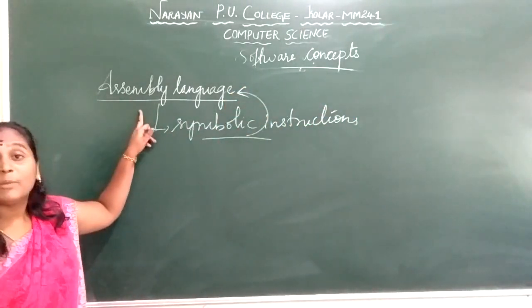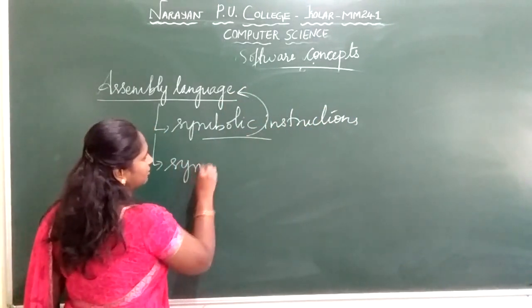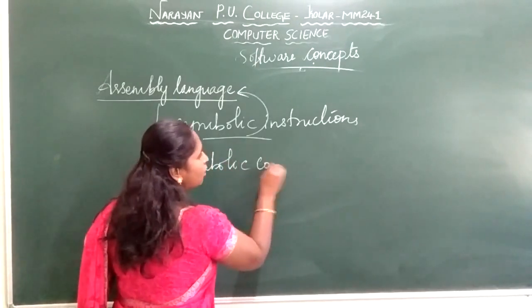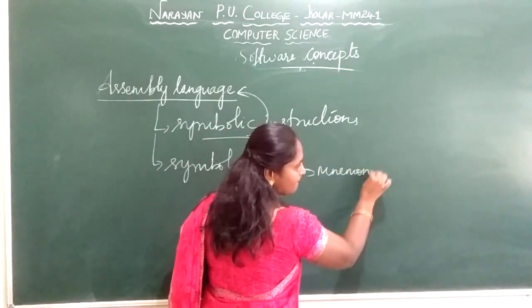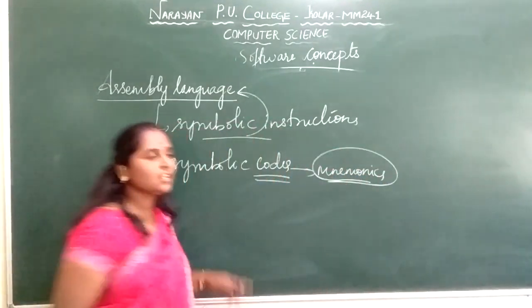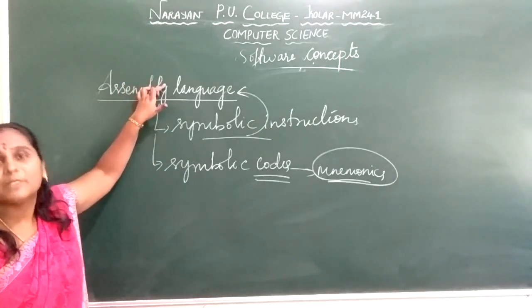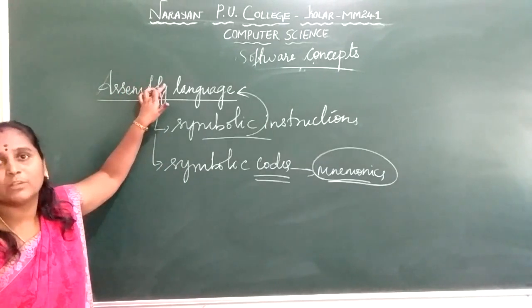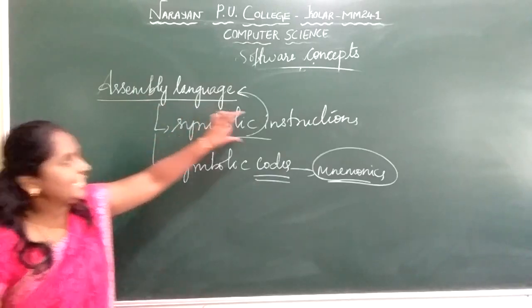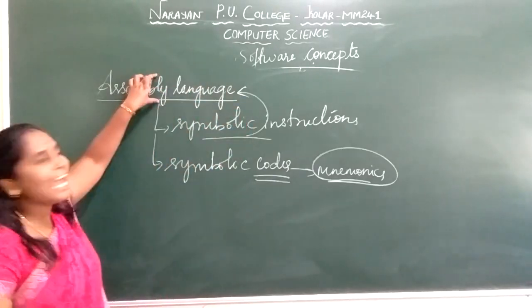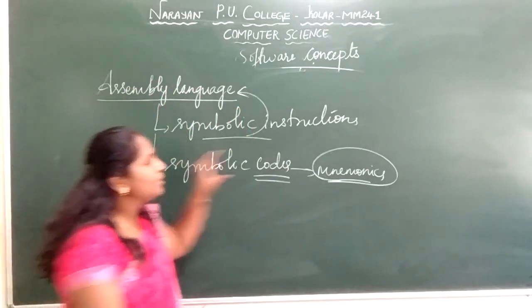Instead of remembering large sequences of zeros and ones, here we use symbolic codes. These symbolic codes are called mnemonics. These are called the mnemonic codes. So assembly language was introduced to overcome the difficulty of remembering large sequences of zeros and ones in machine level language. Such symbolic instructions we call assembly language, and the symbolic codes are nothing but mnemonics.